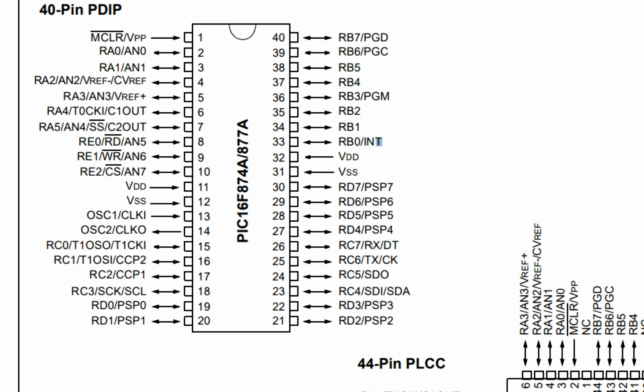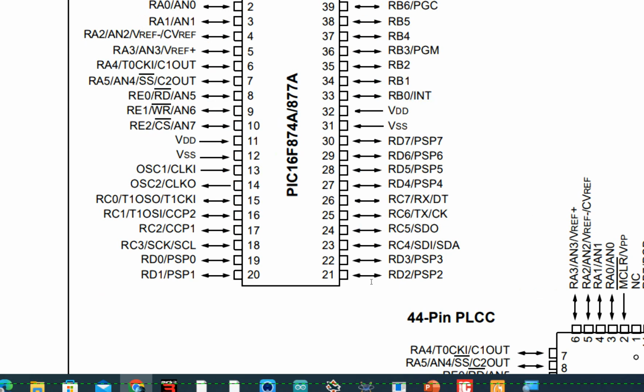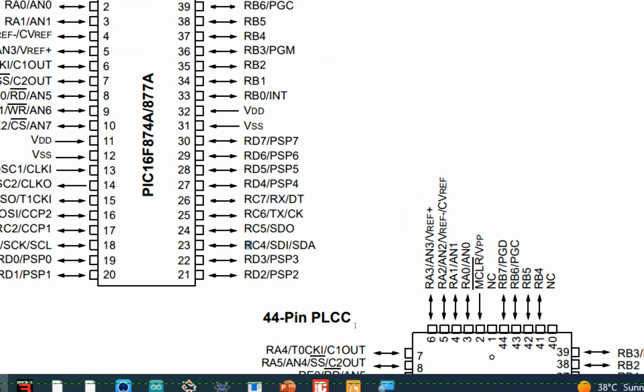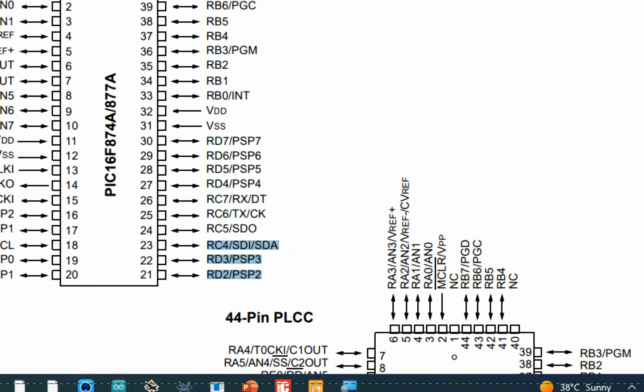Now this pin is the external interrupt pin, you only have one. And here you have two pins, CCP2 and CCP1, which are the PWM pins, pin number 16 and 17 located on port C. So you have PWM pins on port C, and you also have the UART pins on port C, and you have the SPI and I2C pins on port D, simple as that.